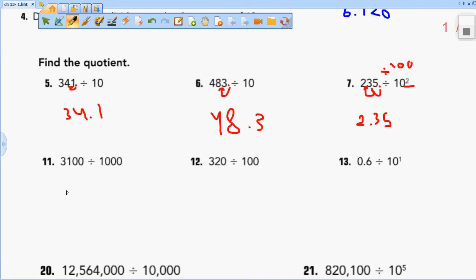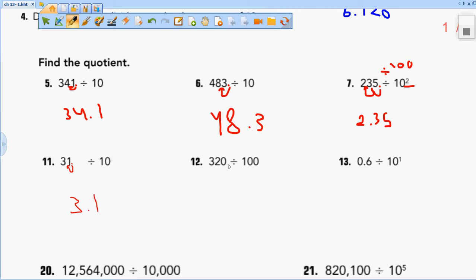Okay, boys, in this question 11, I have 3,100 divided by 1,000. So here I can hide 2 zeros, and I can hide again the same number of zeros. So I will get 31 divided by 10. Create your decimal point and move it to the left side, so the answer becomes 3.1.